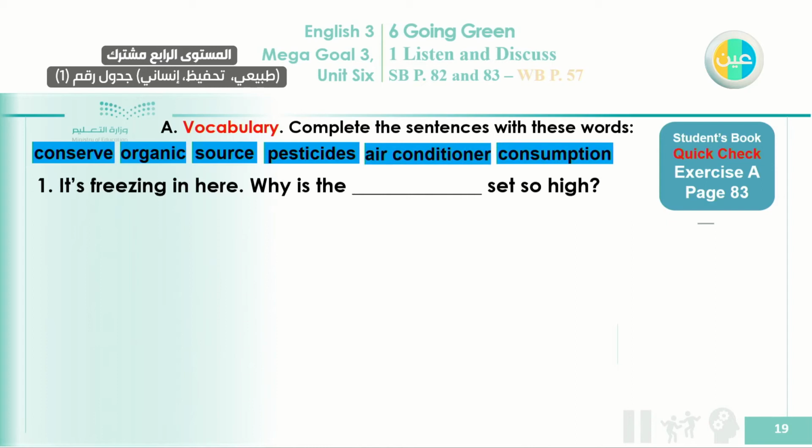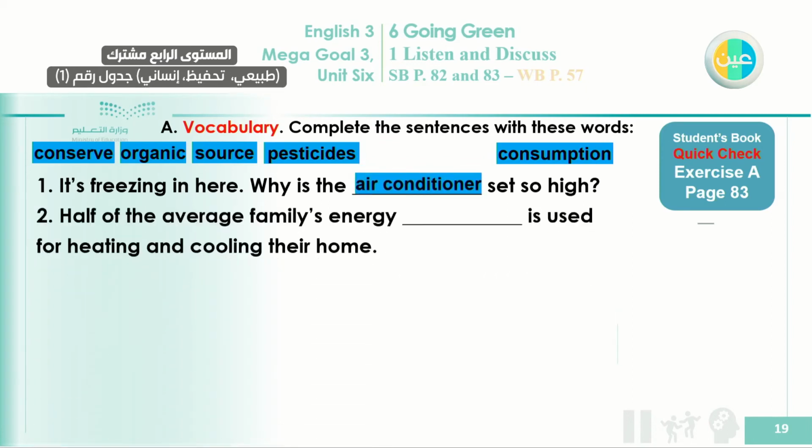Let's see what is suitable for number 1. It's freezing in here. Why is the air conditioner set so high? Let's see, what is it? Of course, it's air conditioner. Good, guys. Good job until now. Number 2, half of the average family's energy is used for heating and cooling their home. Let's see. It's consumption, okay?